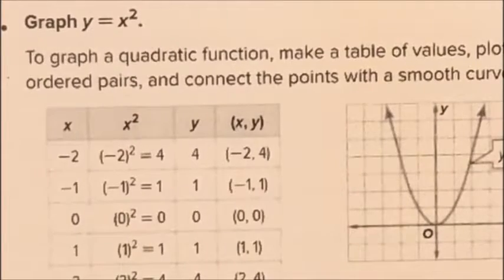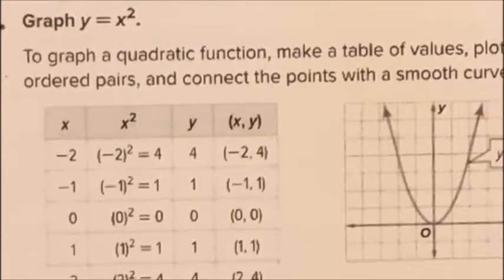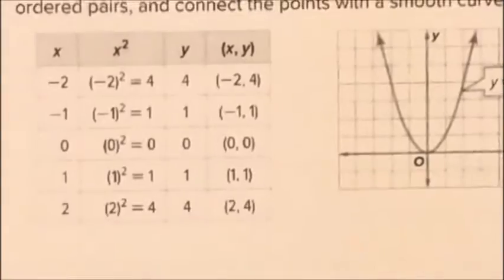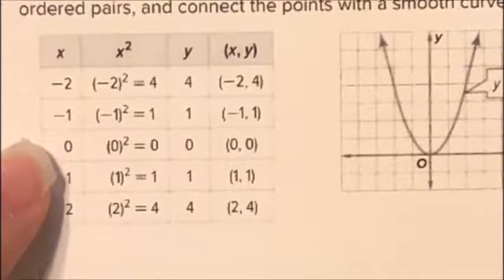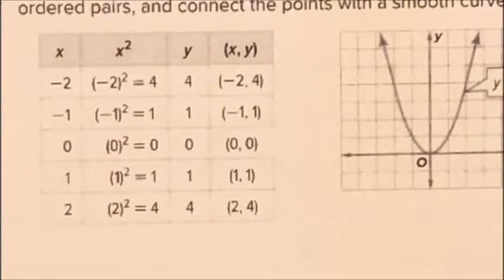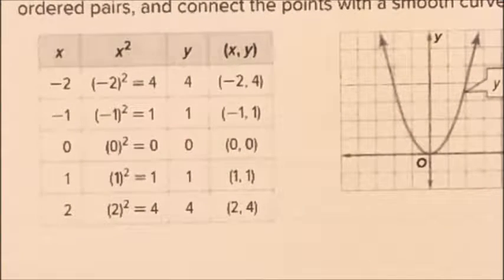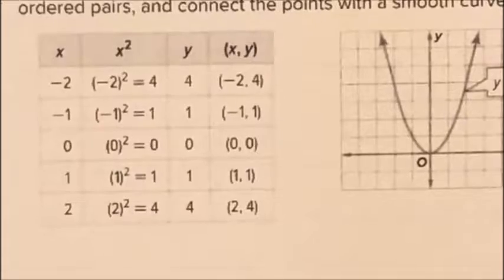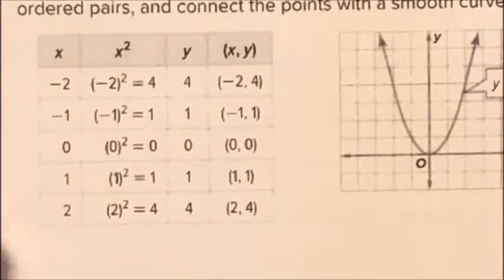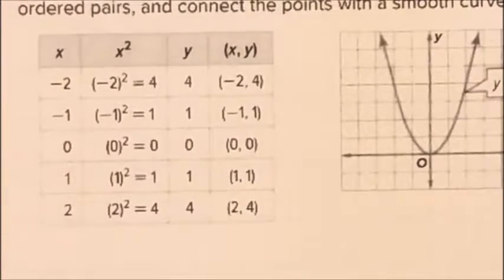Number 1 says graph y equals x squared. To graph a quadratic function, make a table of values. Plot the ordered pairs and connect the points with a smooth curve. So I made a table of values: -2, -1, 0, 1, 2. This is very common when you're doing a regular quadratic function, just to pick these 5 numbers. You can pick any numbers that you would like, but these are the typical ones that you'll see.